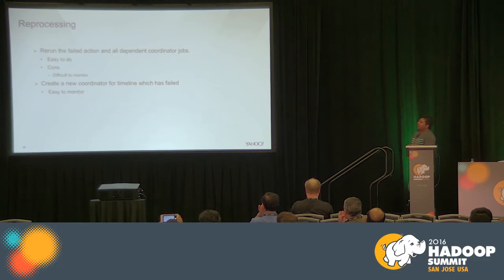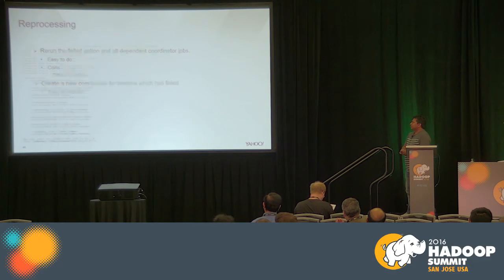There are two ways to rerun the whole pipeline. One is to just rerun the failed actions. It's easy to do. We don't have to do much work, but it's very difficult to monitor. The other option is to create a new coordinator for that timeline and then run it. And this makes monitoring easy.